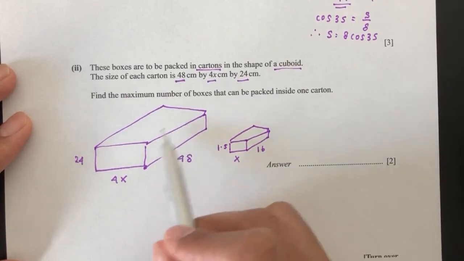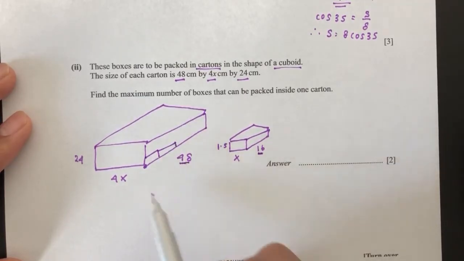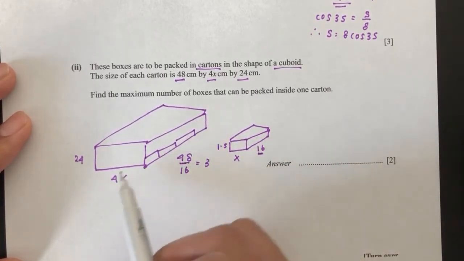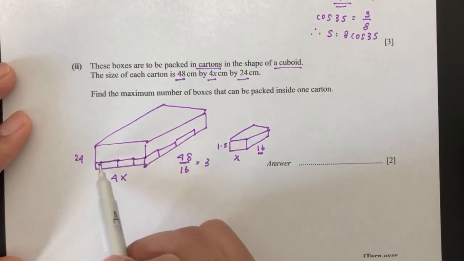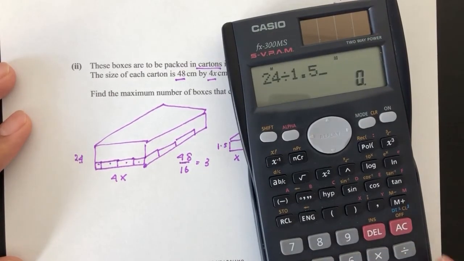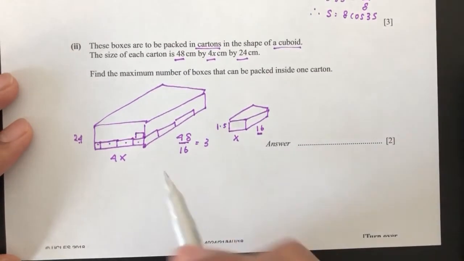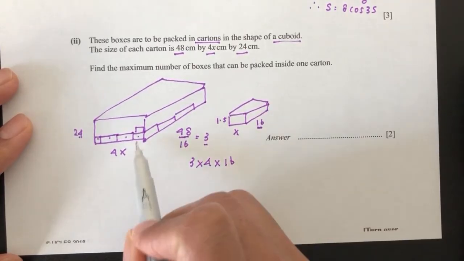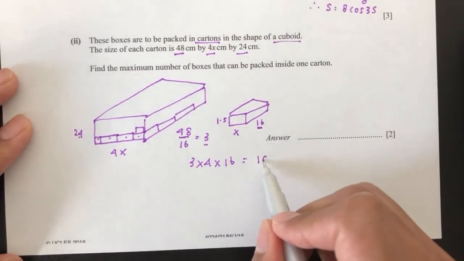So how many of these can we fit inside of this? This is 16, this is 48, so let's find how many we can stack in this direction. 48 divided by 16 will be 3. So we can put 3 in this direction. Now for this direction, x and 4x, we can put 4 in this direction: 1, 2, 3, 4. Now for the height, this is 24, this is 1.5. 24 divided by 1.5, we can put 16 on top of each other in this direction. So in total we can put 3 times 4 times 16, that will be 192.